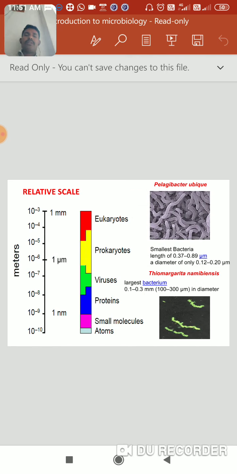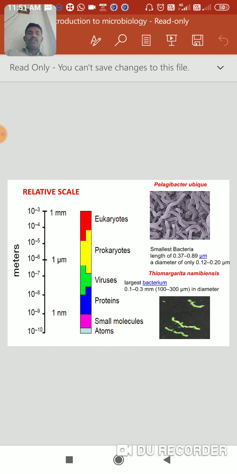Microbes. Here we can see the size ranges of all the microbes, from nanometer to millimeter. All the viruses are in the nanometer range. The prokaryotes range from nanometer to micrometer, and some prokaryotes reach millimeter size also. The eukaryotic size is in millimeters only.